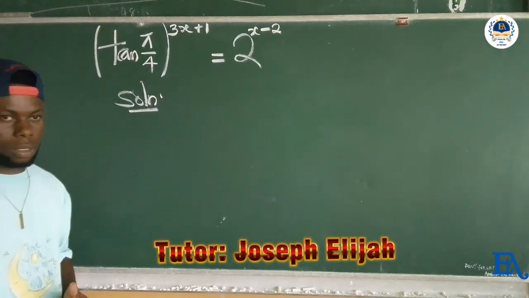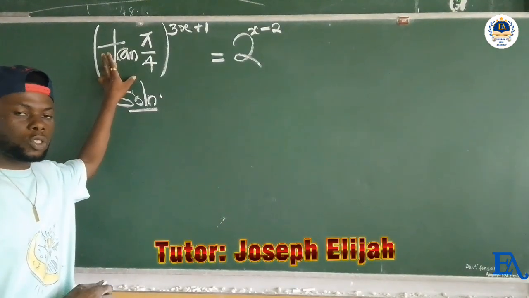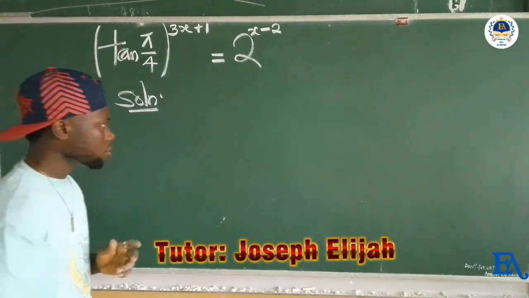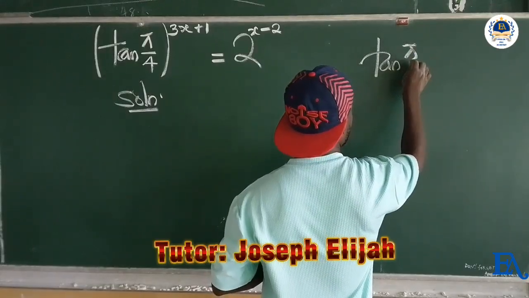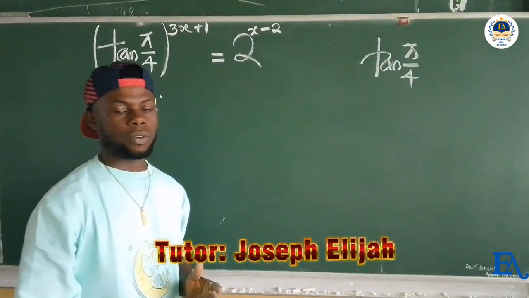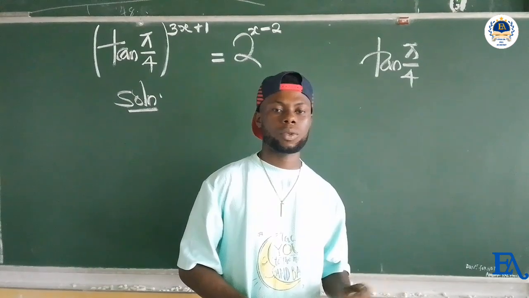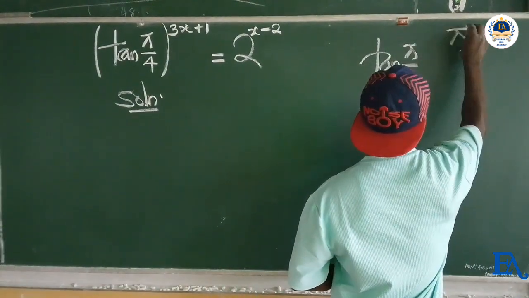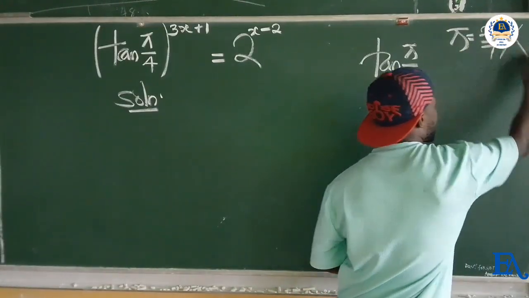Now, our main focus should be this bracket. This should be the major focus. In this bracket, we have tan π/4. Now, this pi is different from the constant pi, which is equal to 22 over 7. Yes, pi is equal to 22 over 7, but we are not referring to this pi.